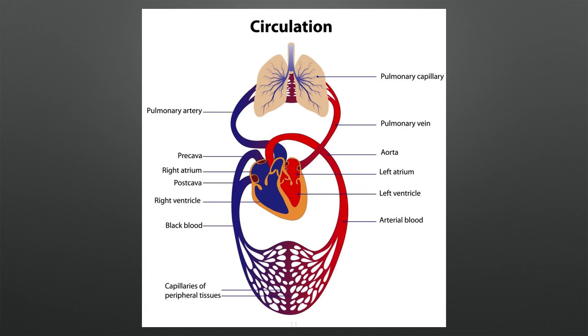From the left atrium, when the mitral valve or the bicuspid valve opens, the blood enters the left ventricle, and from left ventricle, which is the thickest of all the ventricles and the most muscular, it pumps the blood to the aorta, which is the largest artery, and the aorta distributes the blood to the entire body through various arteries, small capillaries, and the body tissues.